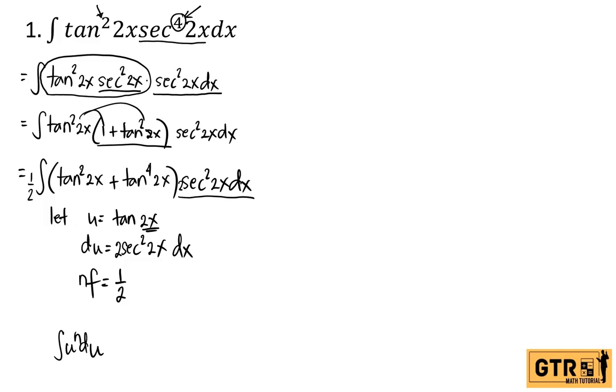Okay, so our exponents are 2 and 4, so just add 1. Therefore, for the final answer we just multiply by 1/2. So we have 1/2 times, in the form u to the n du, where our u is tangent 2x. So we add 1 to the exponent. Therefore, we have tangent to the 2 plus 1, which is 3, of 2x over 3, plus 1/2, our neutralizing factor, times tangent to the 4 plus 1, so we have the 5th, 2x over 5, plus c.